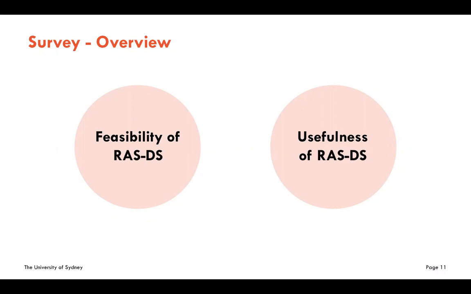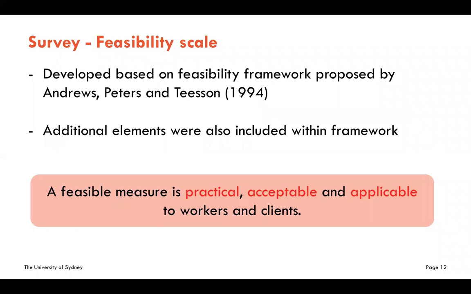So the survey we designed had a mixture of quantitative and qualitative items to explore the feasibility and usefulness of RAS-DS. To investigate feasibility, we developed a scale based on the overarching framework of feasibility proposed by Andrews, Peters, and Thiessen in 1994. As there were inconsistencies and differences in what was considered part of feasibility and what was not in the literature, we decided to also include additional but complementary items within Andrews' framework.